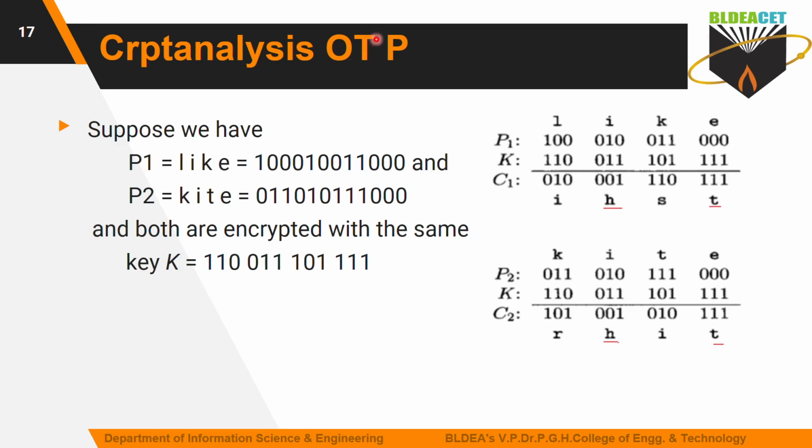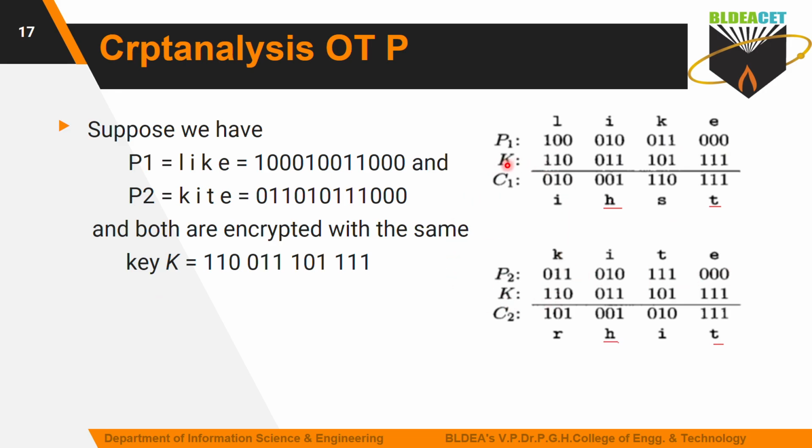So let's see how easy it is to guess the plain text and the key with the help of the known ciphertext. Suppose we have two plain texts, like and kite, and I converted them into binary form. As you already know how to convert letters into binary form, that procedure you already know. Also I have one key here. I encrypt these two plain texts, like and kite, with the help of the same key.